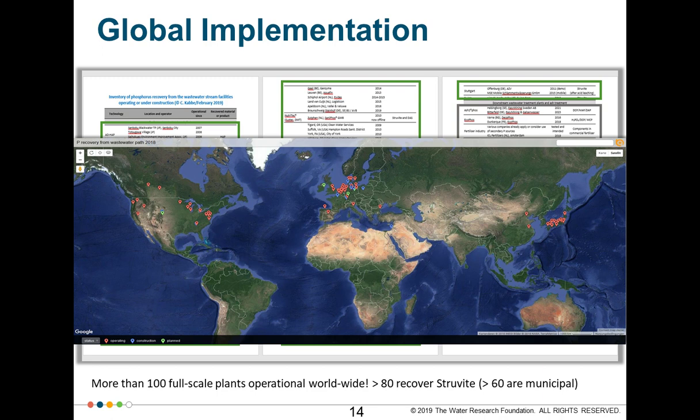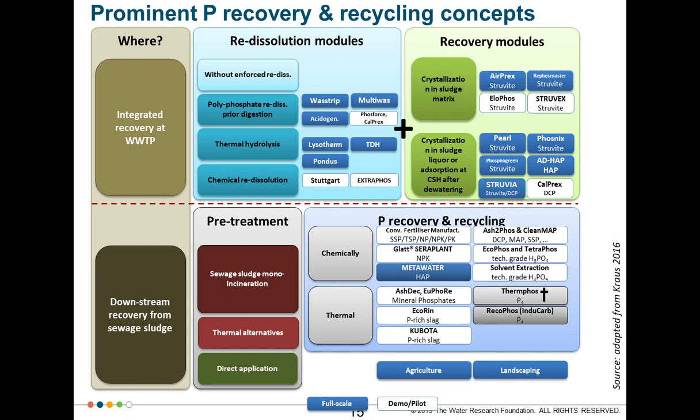And then on the right-hand side, you see the upcoming implementation of the solid or ash-based route, so that's still at the brink to the market. If you look at the global map, we recognize 3 hotspot regions: North America, Europe, and Japan.